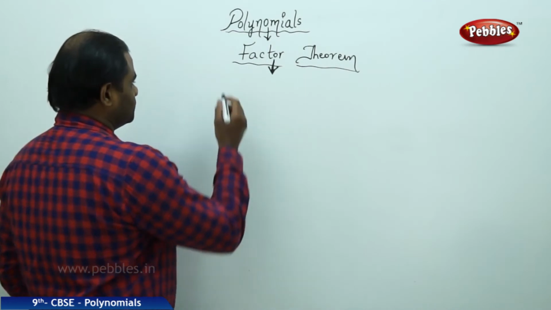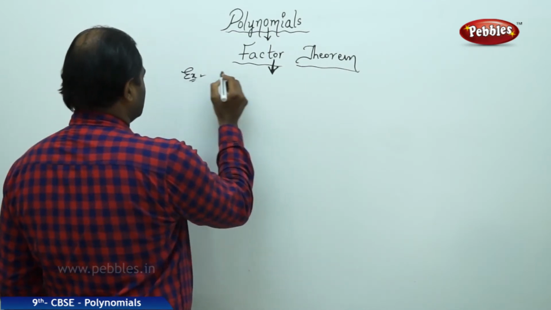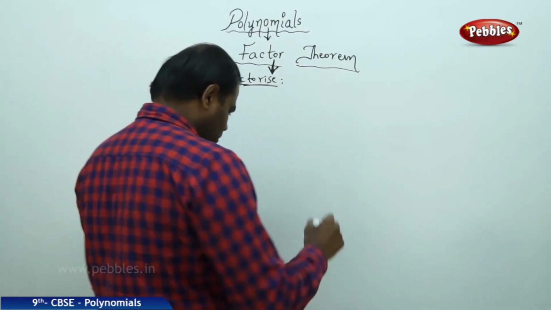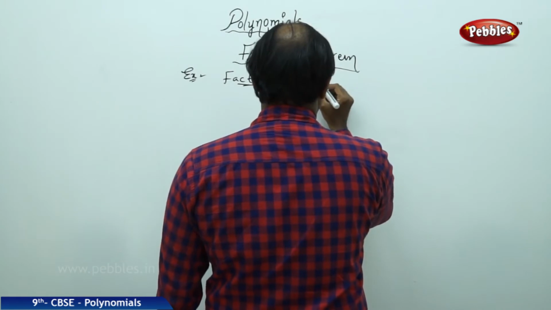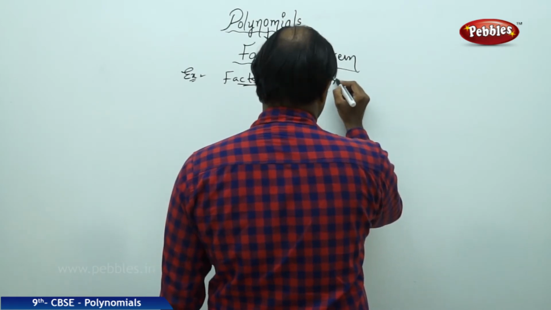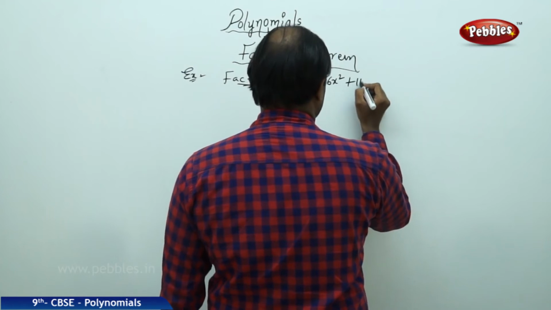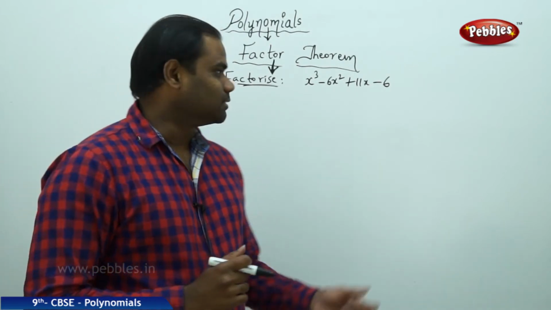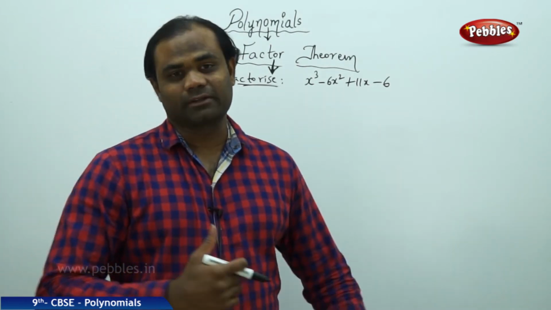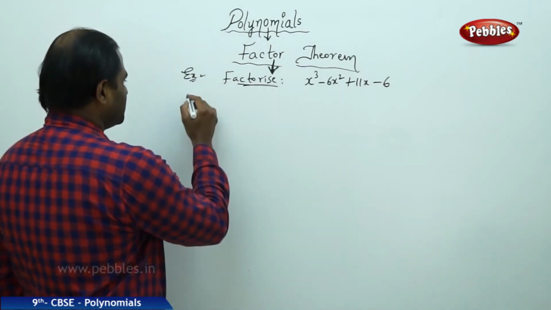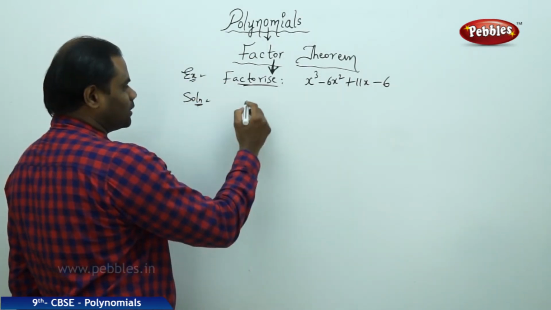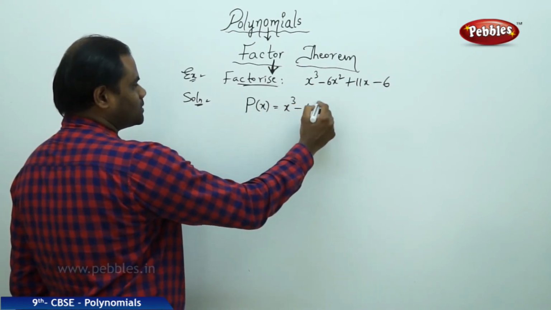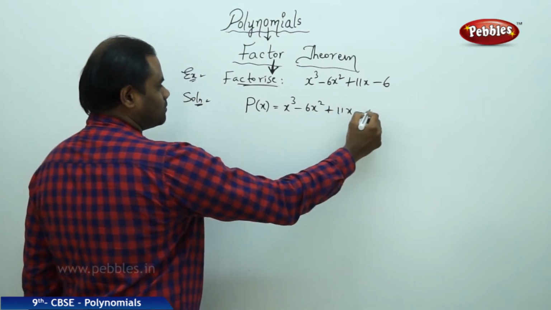So using the factor theorem, say, for a question where I need to factorize the polynomial x cubed minus 6x squared plus 11x minus 6. So let's see how I can factorize this cubic polynomial using the factor theorem. Let me go with rule number 1, where I'll write the polynomial p of x as x cubed minus 6x squared plus 11x minus 6.